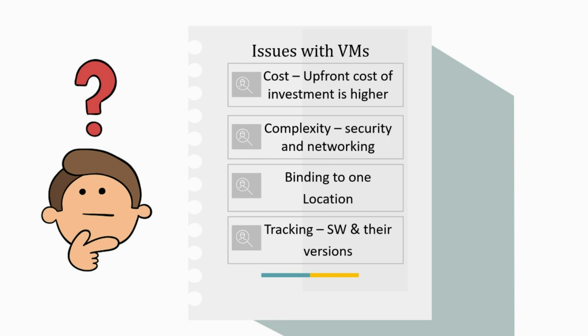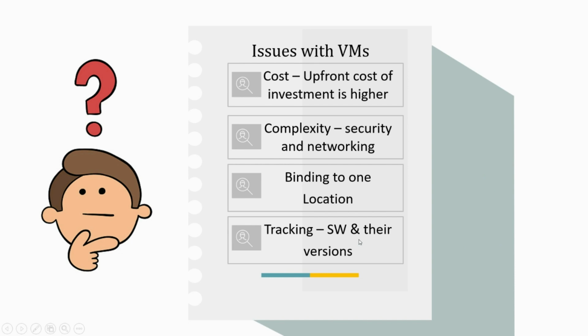The third one is related to binding to one location. If you have a large set of VMs configured on a single large server, that might lead to issues with respect to disaster situations. Though we make a copy of a VM and replicate it elsewhere or use such images to handle disaster recovery, it's always a risk to have a single point of server failure at a location. So that's another issue with the VMs. And finally, it's quite difficult to keep track of the software and their versions inside the VMs.